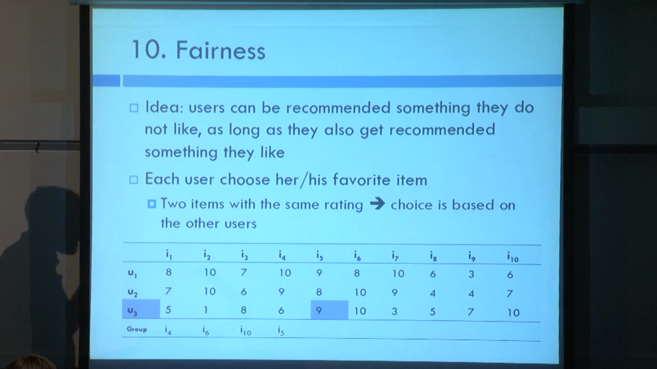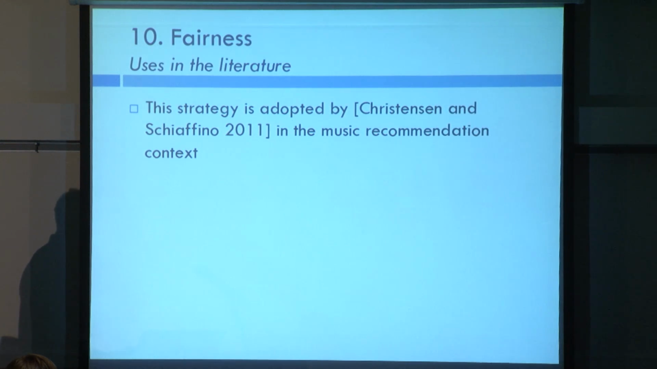And then U1 would be allowed to choose again, because she was the last one who made a choice. Again, I won't go into much detail, but as you can see, here you obtain a sequence of items that would get recommended to the group, and the strategy allows each user to make a choice in turn. The strategy was adopted in the music recommendation domain in this paper by Christensen and Schiaffino in 2011.